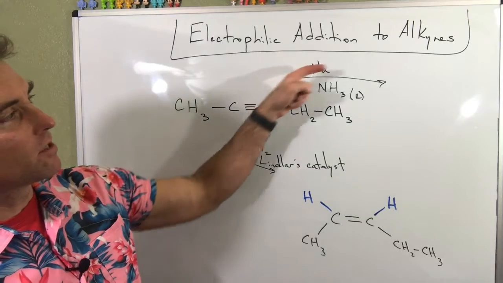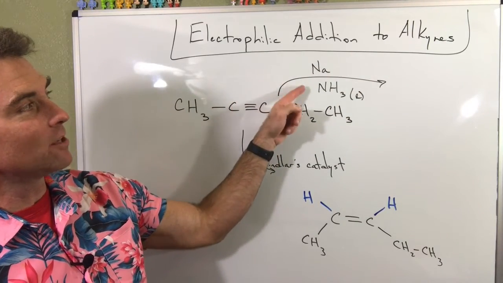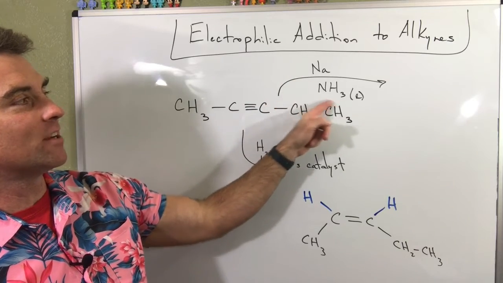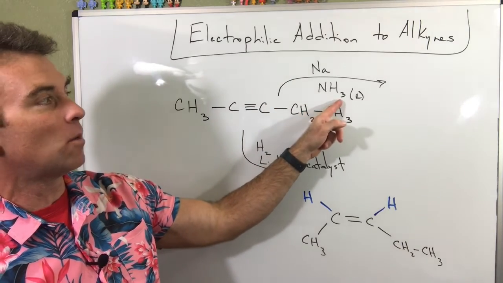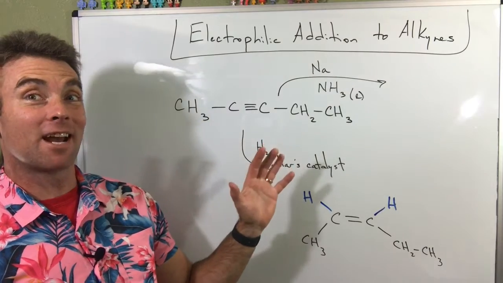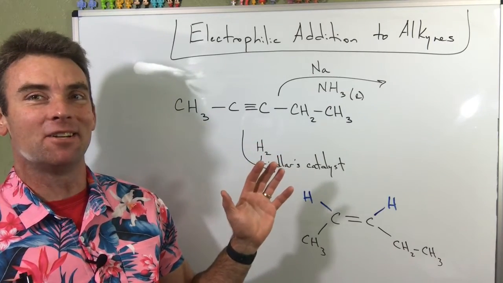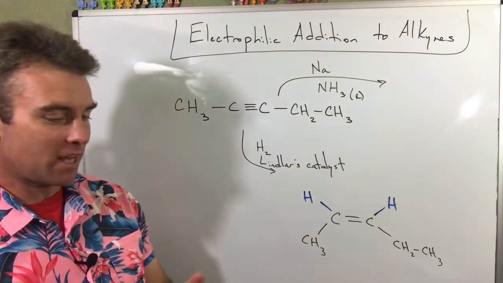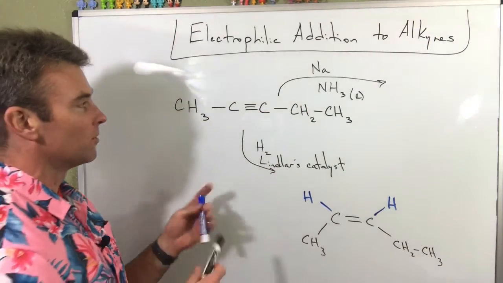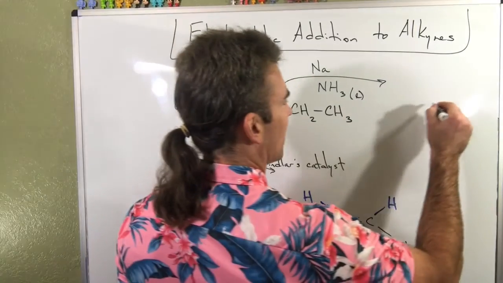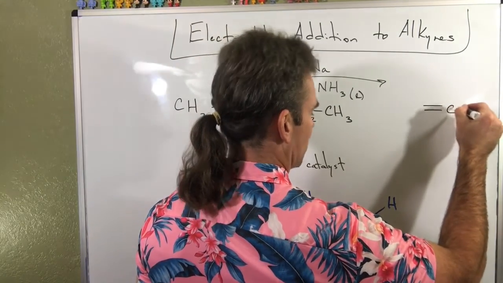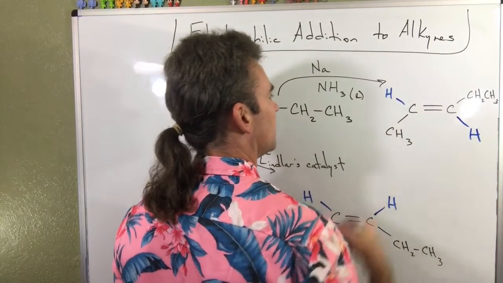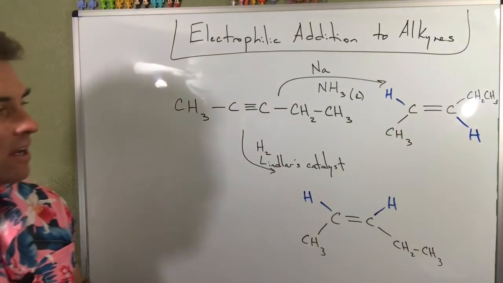So these conditions right here, you're quite literally dissolving sodium metal, right? Solid sodium metal into ammonia solvent. Really exciting, really dangerous reaction to do. This is called dissolving metal reduction. But the important thing to recognize is that this witch's brew will end up with the exact opposite regiochemistry in your product. It turns out that those H's will actually add to opposite sides of that compound.